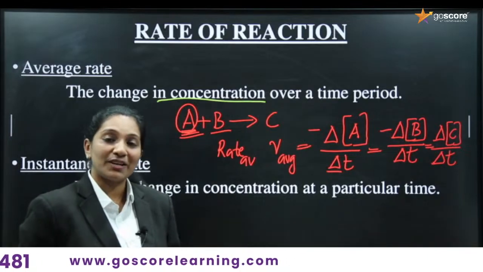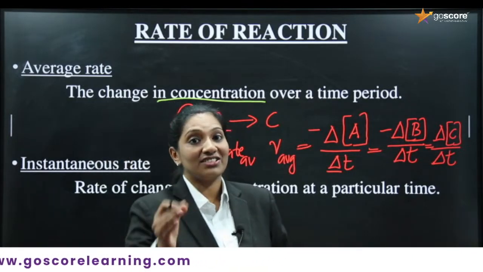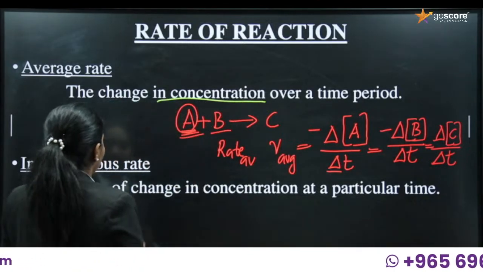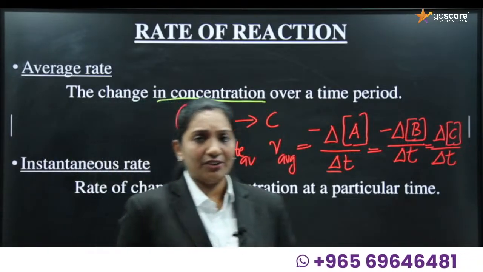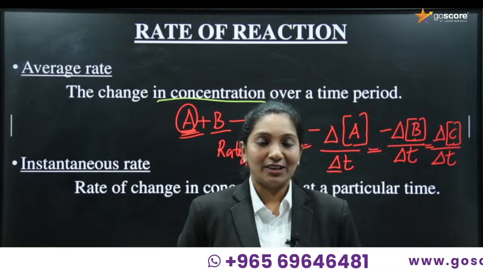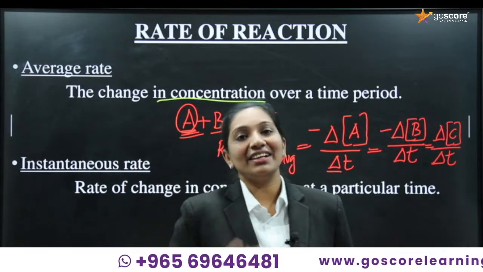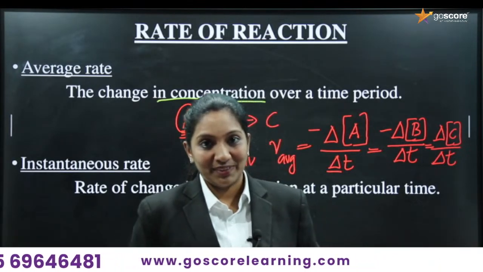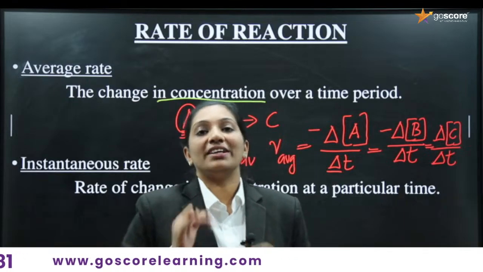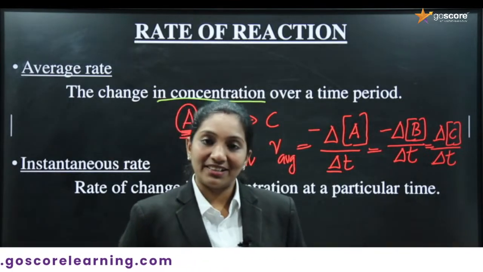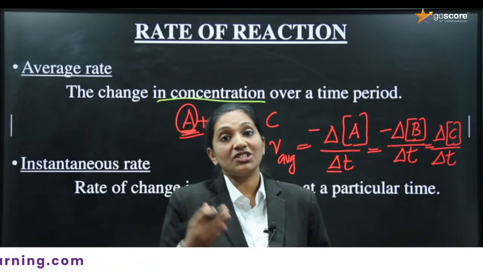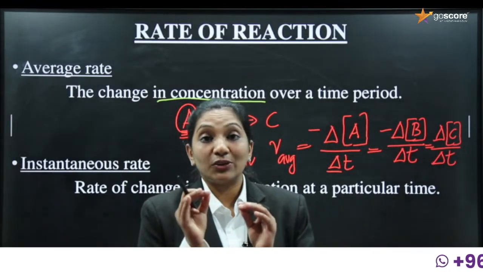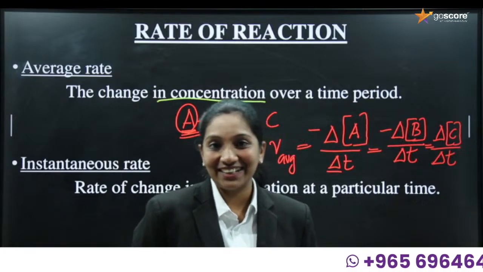So this is the way of expressing the rate of a reaction, the average rate of a reaction. Did you understand it? Okay. So that's about the average rate. But then what is this instantaneous rate? From the word itself it's clear. Instantaneous rate means the rate of a reaction at a particular instant. At a particular time, what is the rate of the reaction? We will measure the change in concentration of any reactant or product at a particular time. That is the instantaneous rate.